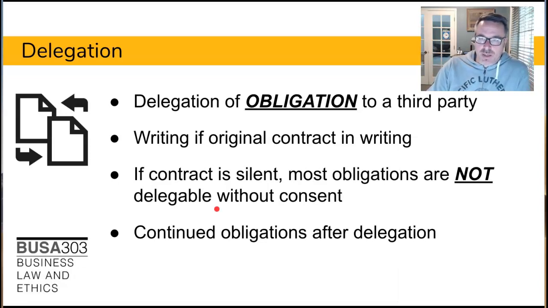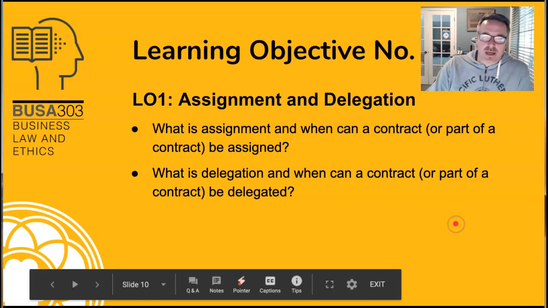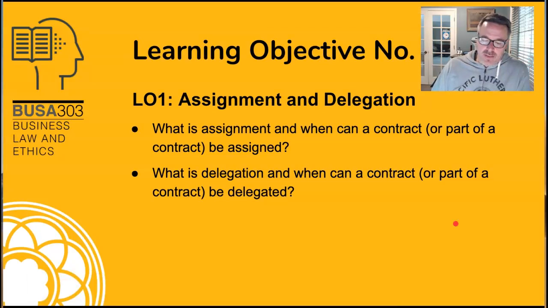So just remember, the big rule is that assignments are the transfer of a right, and that usually the holder of a right has the right to transfer it, whereas the delegation is the transfer of a duty or an obligation, and that generally the obligor cannot transfer that without consent.